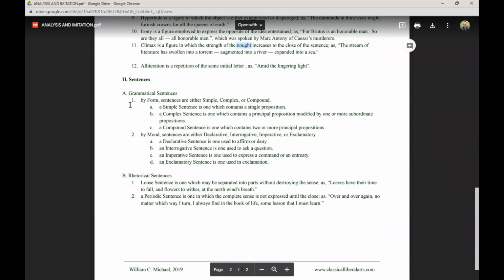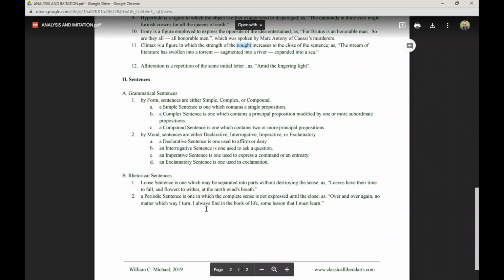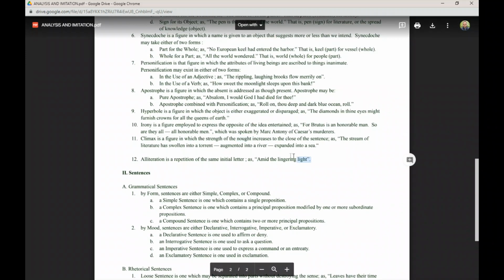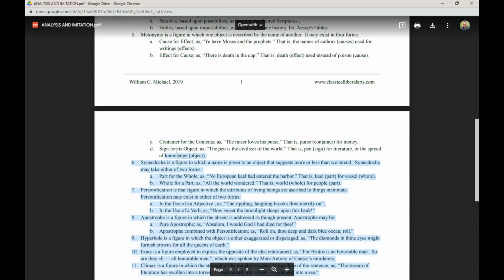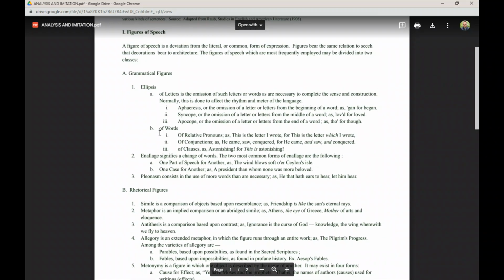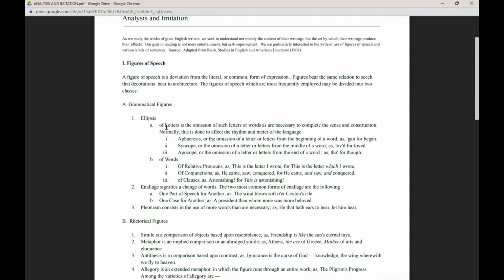Now, the rest of this here deals with sentences and different forms of sentences as can be used for rhetorical effect. That's not nearly as important, and I don't really expect students to get much into that. But these rhetorical and grammatical figures of speech are the things that I'm really looking for in our study and analysis of literature in the Classical Liberal Arts Academy.